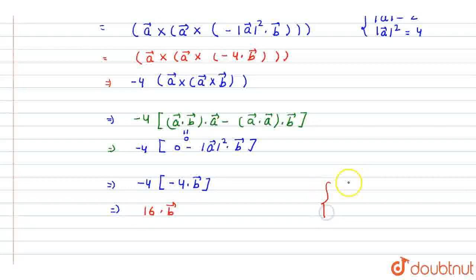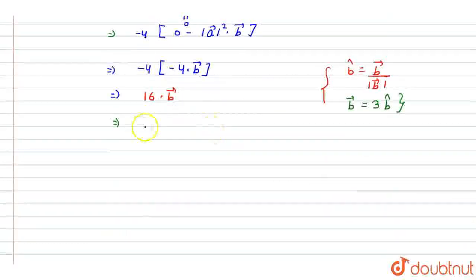Now we know that B cap, the unit vector, is equal to B vector divided by the magnitude of B vector. The magnitude of B vector is given in the question as 3, so B vector is equal to 3 B cap. Putting this value here, we get 16 into 3 dot B cap. 16 times 3 is 48, so we get 48 B cap. This is the answer.